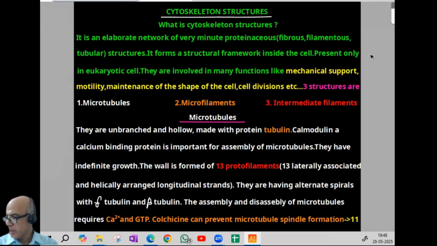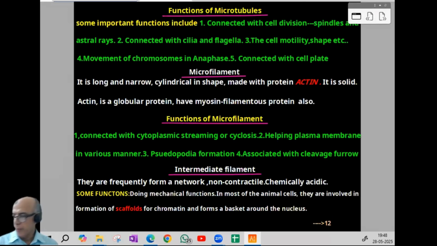Then next is microfilament. When we come to microfilaments, they are long and narrow, cylindrical, made of actin, solid. Actin is a globular protein, myosin is a filamentous protein. Functions: cytoplasmic streaming, cyclosis, helping the plasma membrane in various manners, pseudopodia formation, associated with the cleavage furrow in animal cells, cell plate in plant cells. Intermediate filaments frequently form a network, non-contractile, chemically acidic, with mechanical functions. In most animal cells, they are involved in formation of scaffolds for chromatin and form a basket around the nucleus.